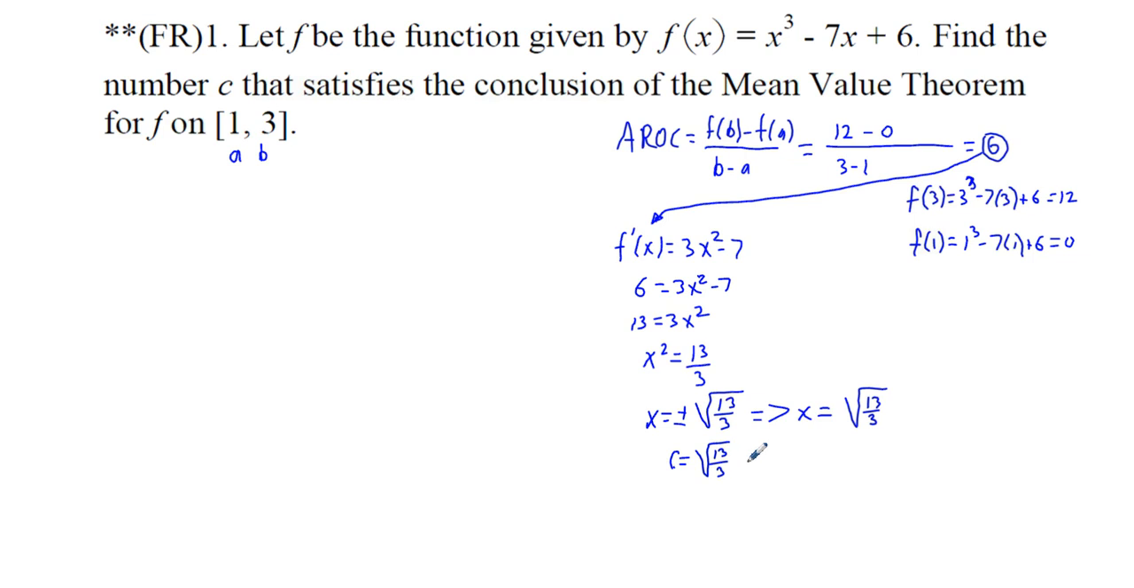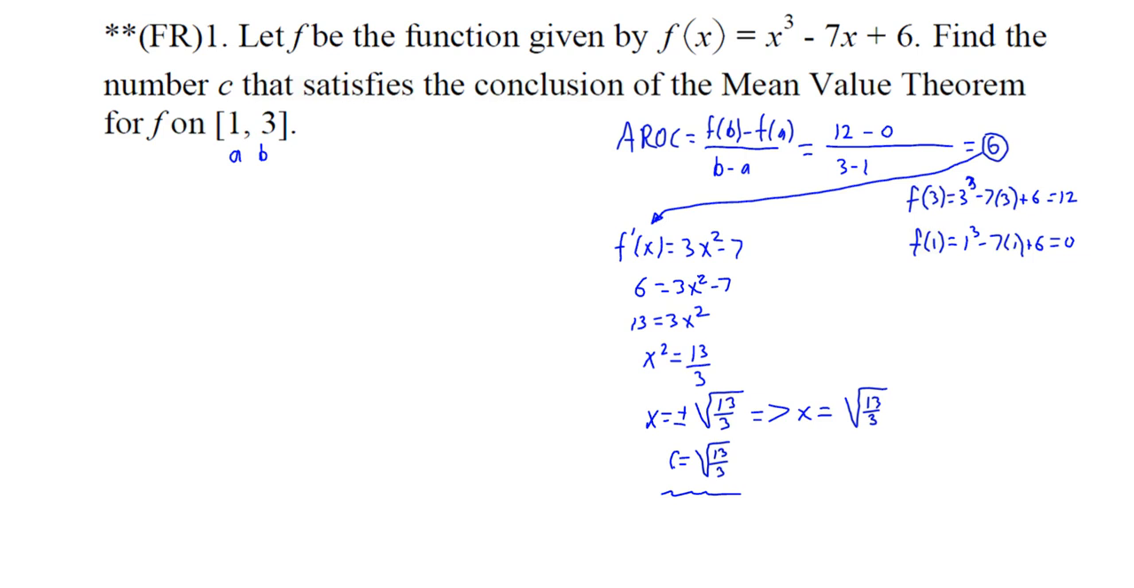And the last thing I want to do is just think to see if this answer makes sense. Let's see, 13 divided by 3 is, 12 divided by 3 is 4. And so 13 divided by 3 is a little greater than 4. And so the square root of a number a little greater than 4 is a little greater than 2, which is going to be within this closed interval here.